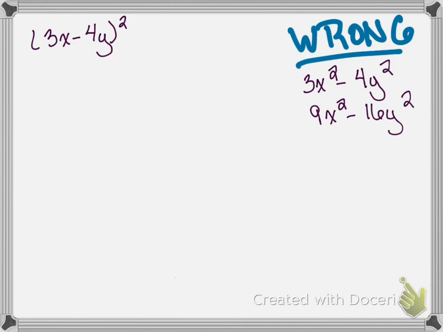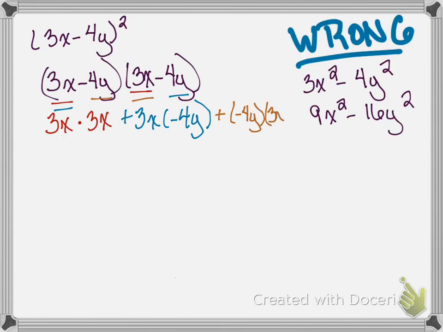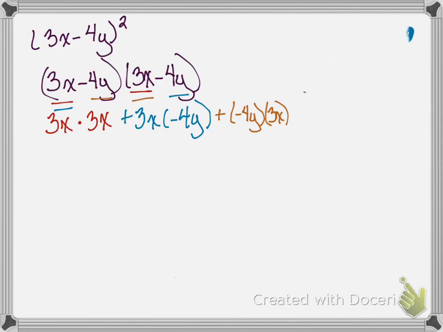So what this means is 3x minus 4y times itself. Now what do we do with it? Foil. We foil. Okay? So we have first, 3x times 3x. Outer, 3x minus 4y, those are being multiplied together. Inner, negative 4y times 3x, okay, and last, negative 4y times negative 4y.